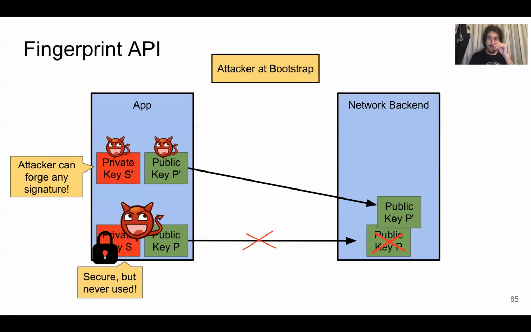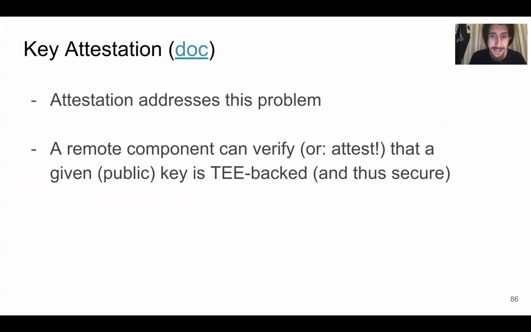So this attack is not particularly practical, but it's actually very interesting because it shows that without a system that tells me, is this key trusted? Can I trust this key? Then it's very tricky for a network backend to fully trust what's going on the other side. And again, that's where attestation kicks in. Attestation is able to solve this problem. So the idea is that a remote component can verify or attest that a given public key is TE-backed and thus secure. So it's some kind of magic primitive.